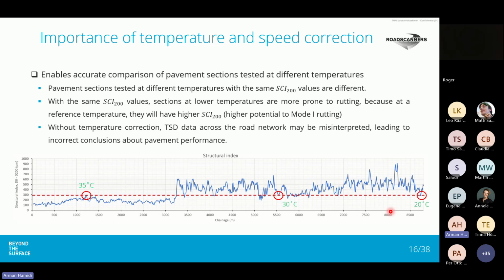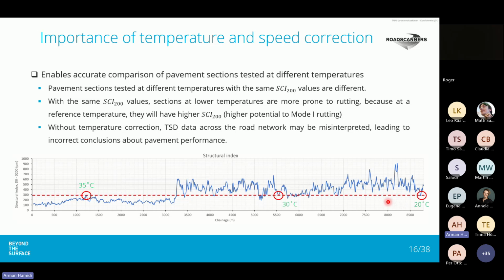But if we correct the effect of temperature, for example, to 20 degrees of centigrade, as the temperature during measurements is different in these 3 points. If we correct the temperature to, for example, 20 degrees of centigrade, then this point will not change. But this point that was measured in 30 degrees of centigrade will go down. And also the same happens to this point. So the corrected SCI 200 values for these 2 points will be lower than this third point.